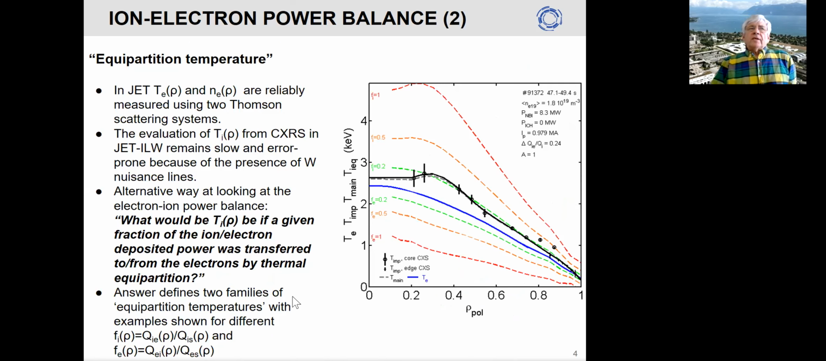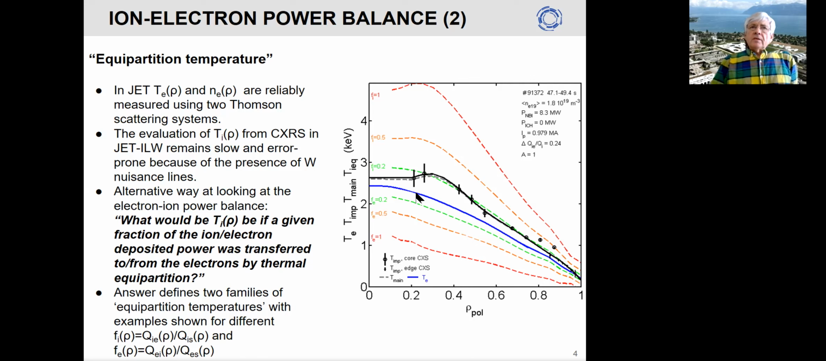Another way of looking at this power balance is to ask yourself, since I know TE rather well, what would TI be as a profile if a given fraction of the ion deposited or electron deposited power was transferred to or from the electrons by thermal equipartition?